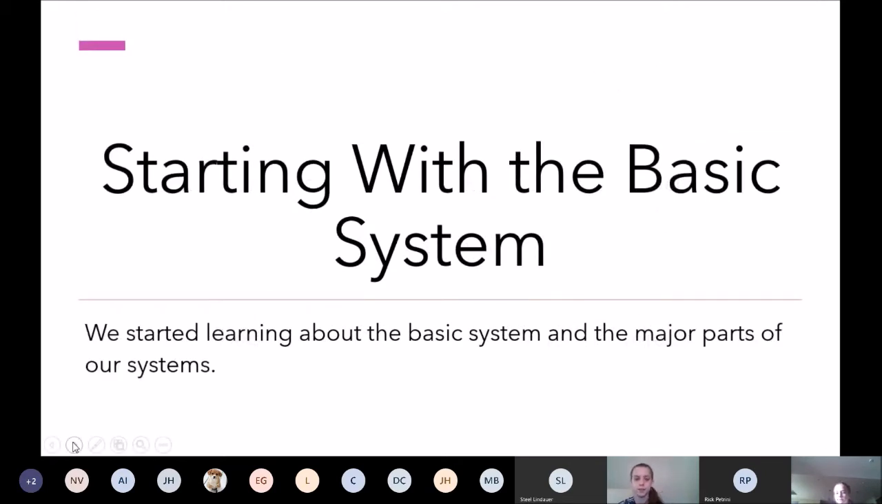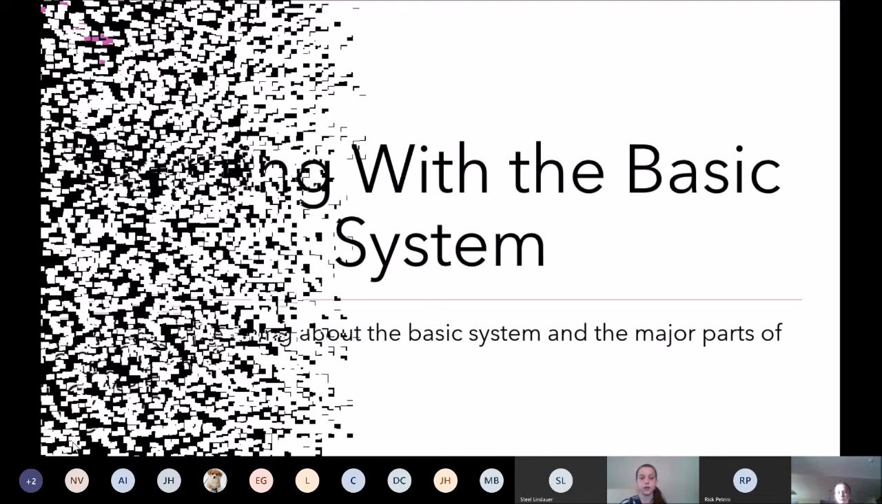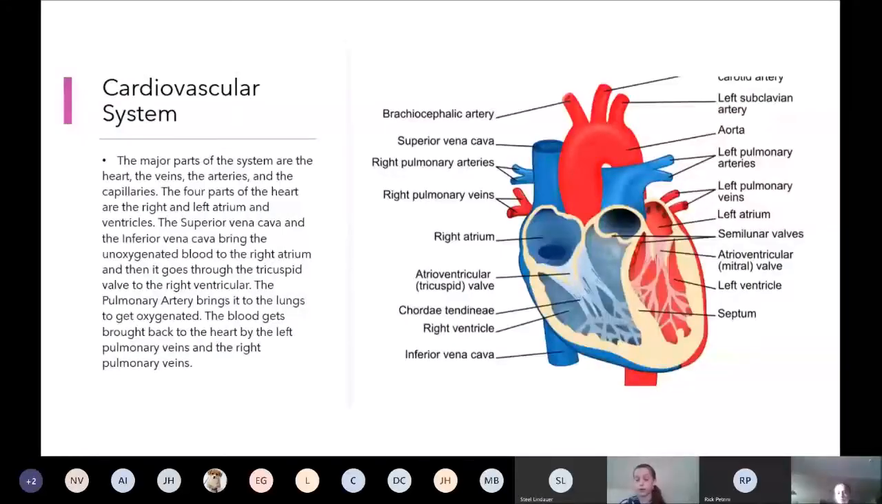Starting with the basic system. We started learning about the basic system and the major parts of each system. The major parts of the cardiovascular system are the heart, the arteries, the veins, and the capillaries. The 4 parts of the heart are the left and right atriums and ventricles. The superior vena cava and the inferior vena cava bring blood into the right atrium, goes through the tricuspid valve into the right ventricle, then to the pulmonary artery and out to the lungs.